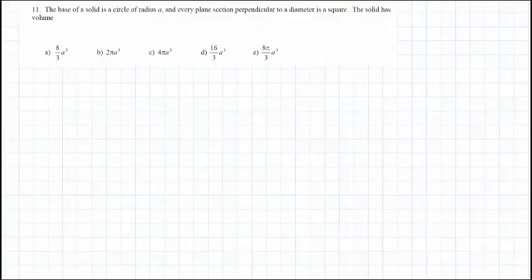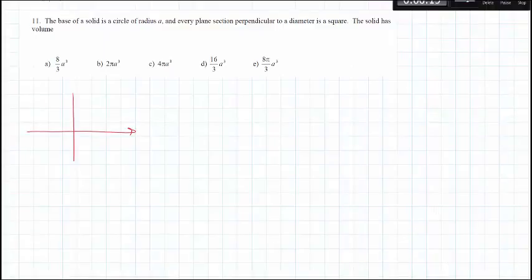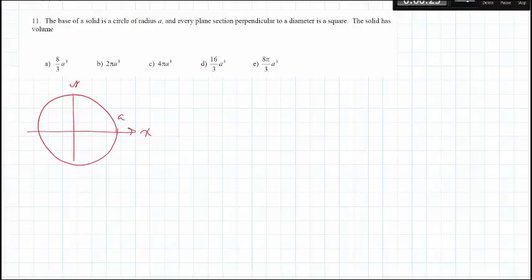Here's problem number 11 from packet number 4 from our Calculus BC review. We say that the base of a solid is a circle with radius a. So let me draw that in the xy plane. Here's x, here's y, and here's a circle with radius a.